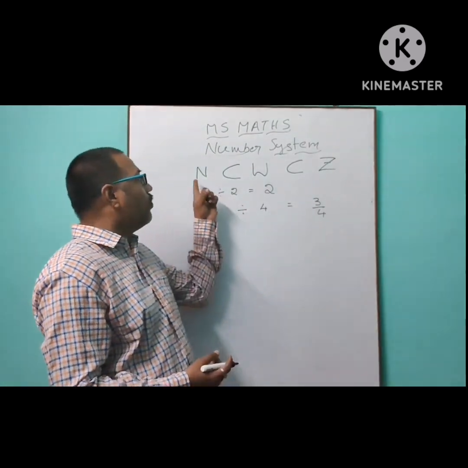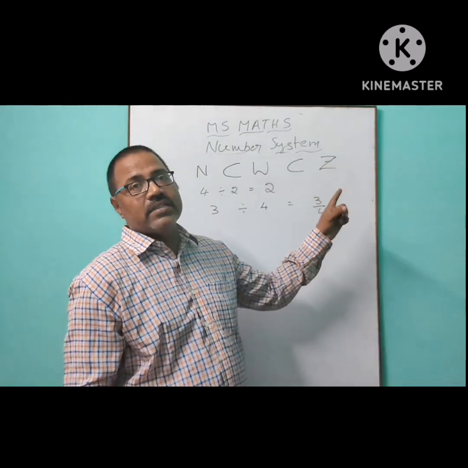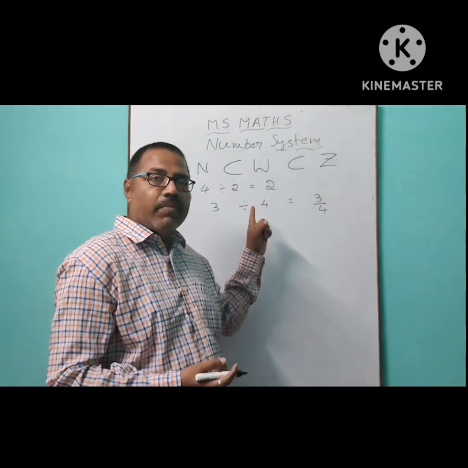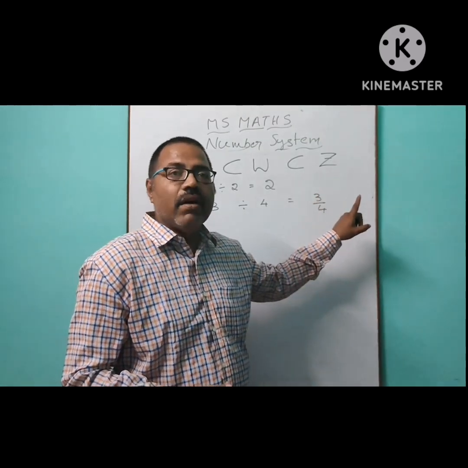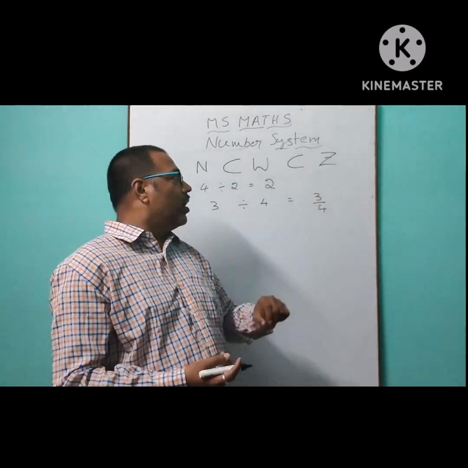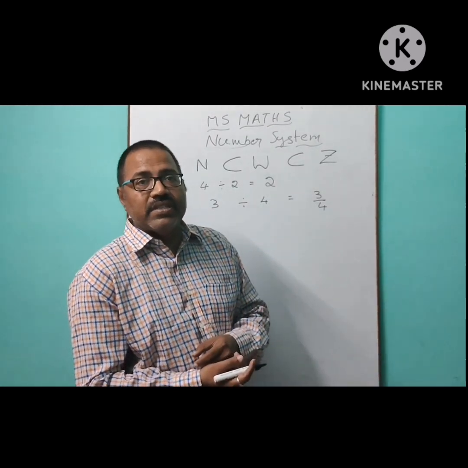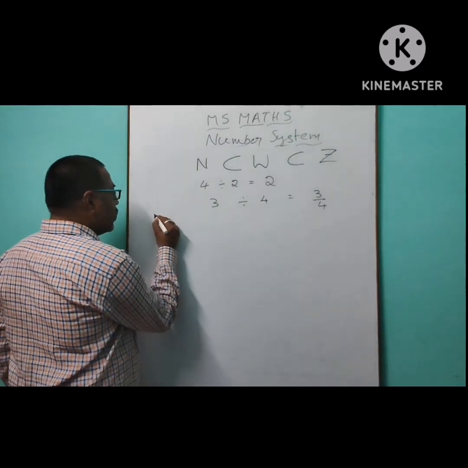Up to now we have only natural numbers, whole numbers and integers, and we learned how to represent natural numbers, whole numbers and also integers on the number line. Now we are extending our number system. The new system we call rational numbers.